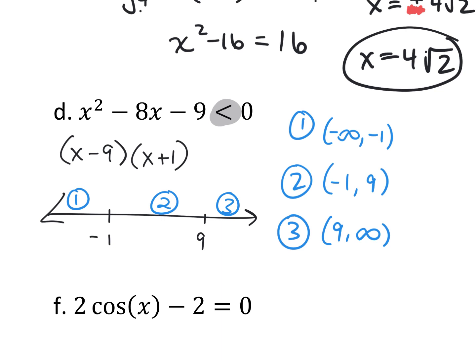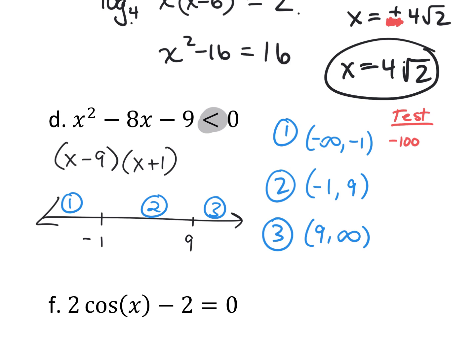So now I'm just going to test a value. So if I were to test, let's say, -100, I'm going to have a negative times a negative, which would result in a positive. That would mean this first section does not work. The next section here, I'm going to test 0. That's going to be -9 times 1. That is a negative number. That is less than 0. So the second interval does work. And then I'm just going to, again, use 100, a large value. It's going to be a positive times a positive. So the only interval that will work for this particular problem is -1 to 9, excluding the endpoints.